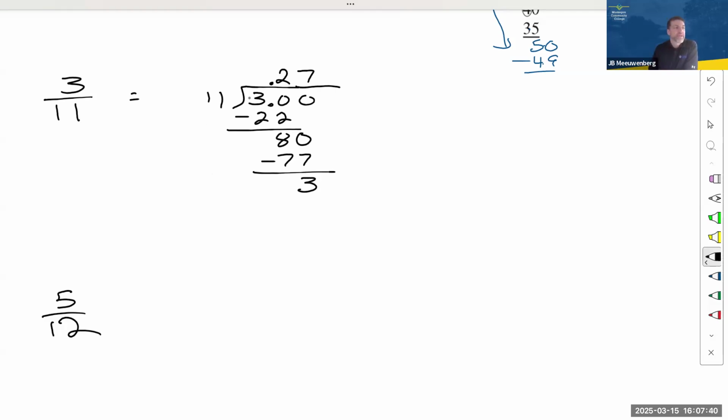Why? Because we already had a 3. If we go through the process again, we're doing 11 into 30, and we've already done that. We know it goes twice. So this is the part that repeats. We can say that 3/11ths is 0.27 repeating, 27 hundredths repeating.